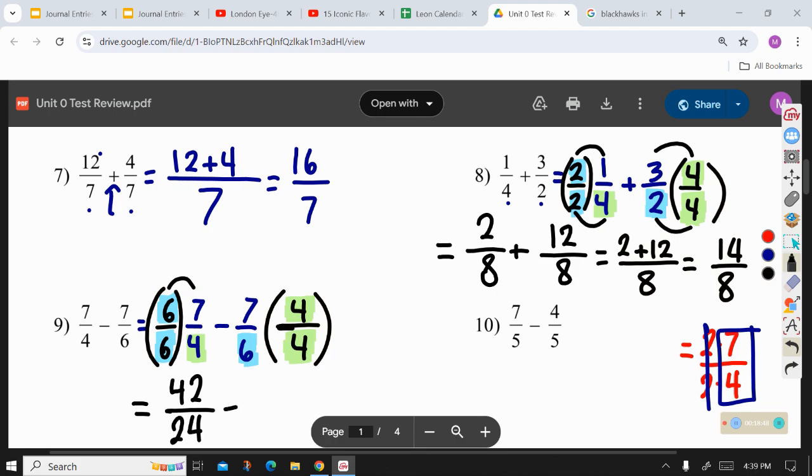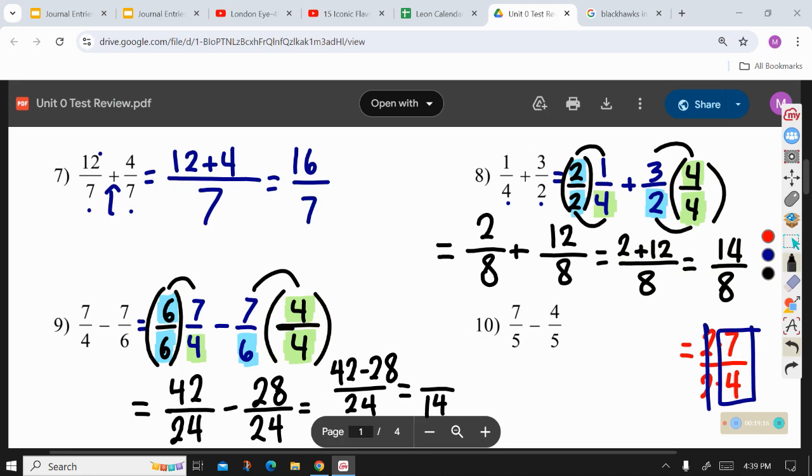We put minus, okay? And then on top, we got 7 times 4. That's 28. And then on bottom, we got 6 times 4, and that's 24. Well, because they're both equal to 24 on bottom, we don't have to change the denominator, and that means that we can combine them on top. So now we can finally write them as one fraction with 42 minus 28 on top.